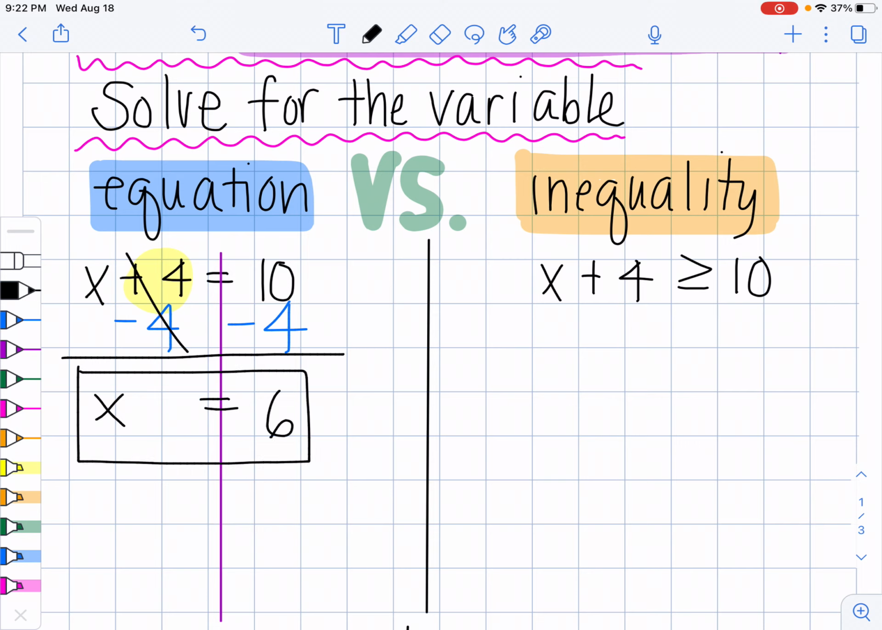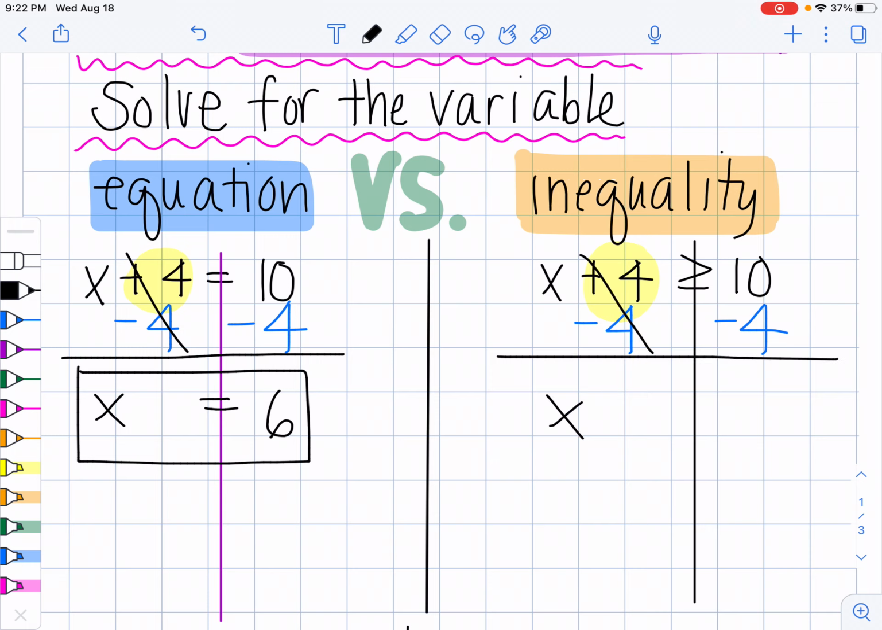Final answer. Okay, on the right-hand side, I'm going to still do the same thing where I have my inequality. I'm going to put a line down the middle, so I remember whatever I do to one side, I have to do to the other side. I have to get rid of this positive 4. The opposite of positive 4 is negative 4, so I'm going to subtract 4 from both sides. When I do that, my 4's cancel out. This stays the same as my inequality, and 10 minus 4 is equal to 6.